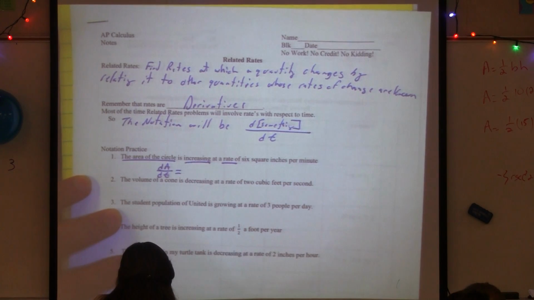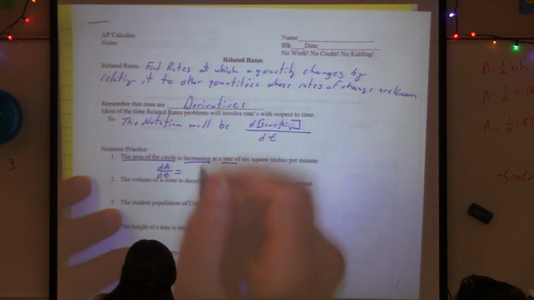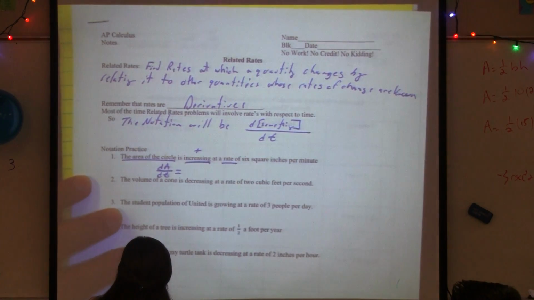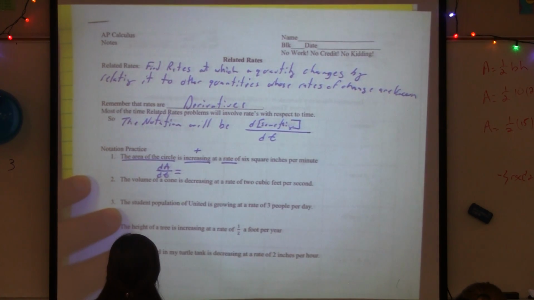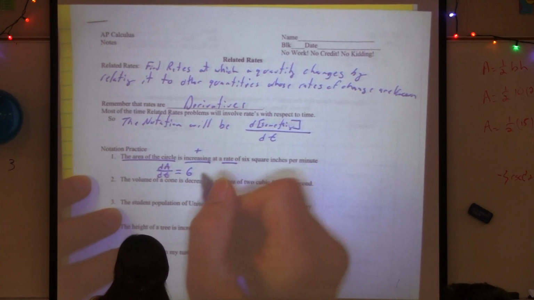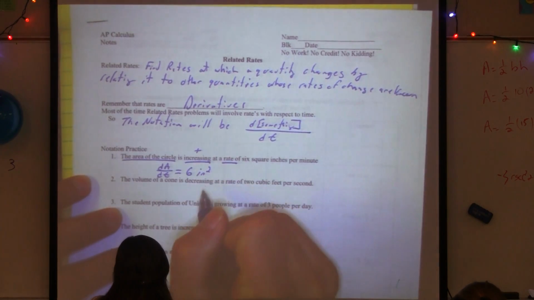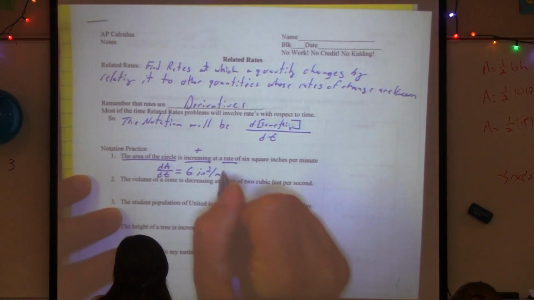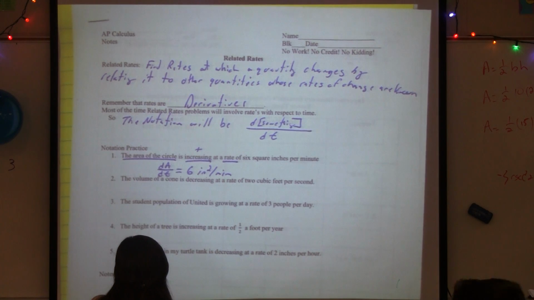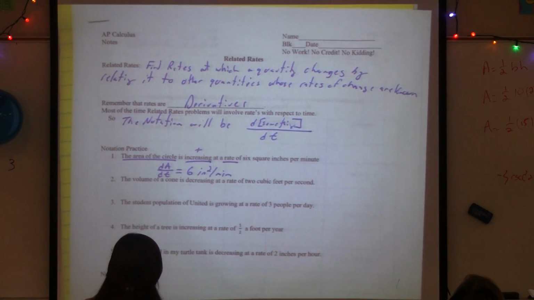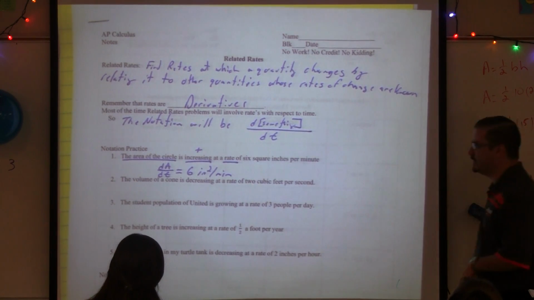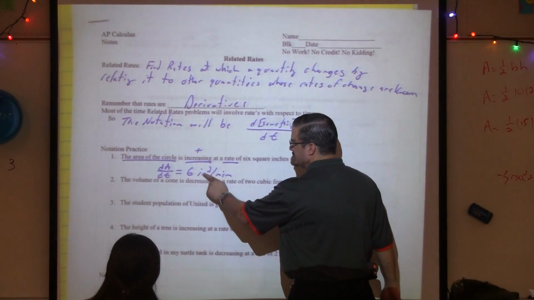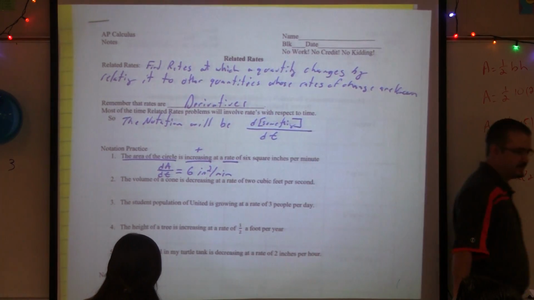Equals, what would the increasing tell me that it is? Positive, right? Okay, so it's going to be a positive value. And what is the value? 6. 6 inches squared per what? Per minute. Very good. Remember that area is always units what? Units squared.